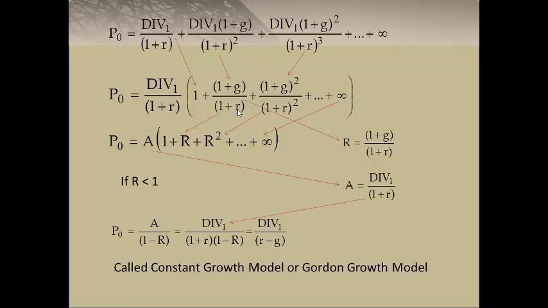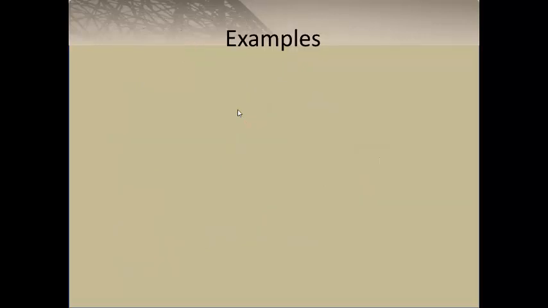The bottom line is, all we need to know is the price today is defined as the first dividend we receive at the end of this year divided by R, the discount rate, minus g, the growth rate of dividends. Now notice here that g has to be less than R, which means that big R has to be less than 1. Let's do some examples.